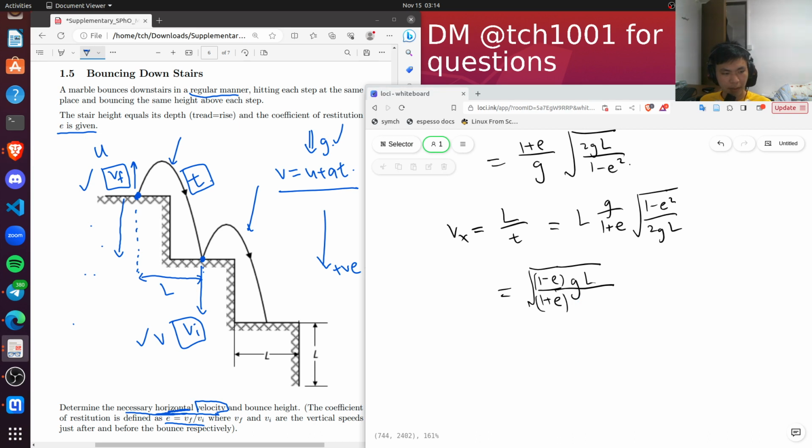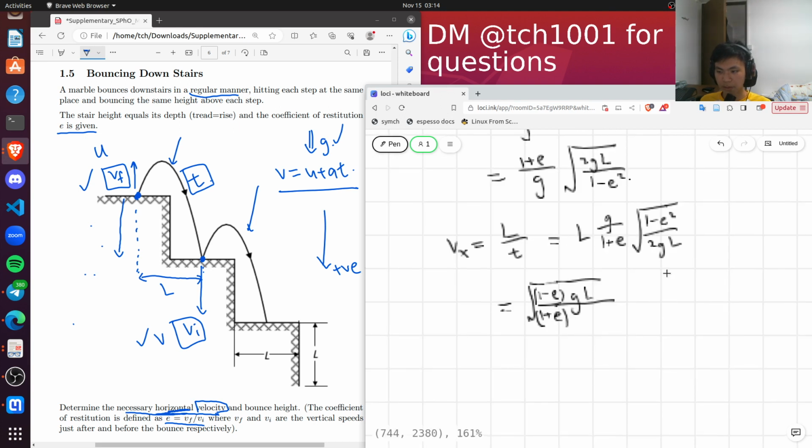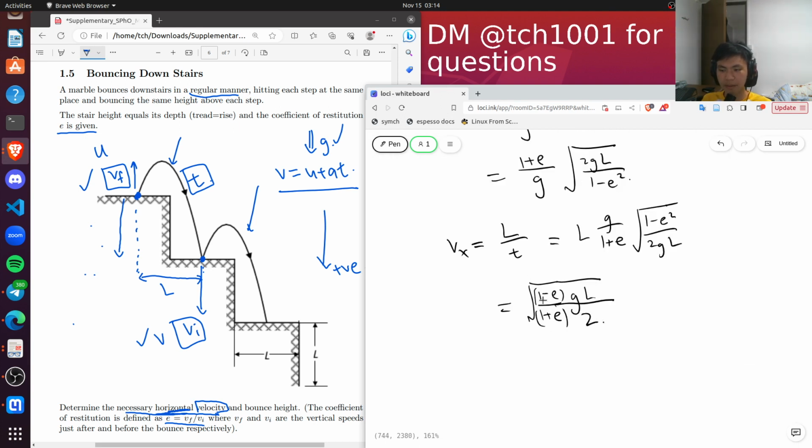And all that's left to do is, sorry, I forgot a factor of 2 over here. Yeah, this factor of 2. And that is the correct answer. Okay, so now we've answered the first part of the question. All that's left to do is finding the bounce height. So how do you find the bounce height?